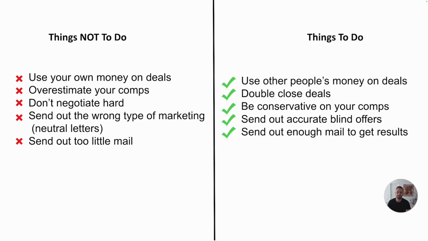And send out accurate blind offers. Learn how to properly comp areas and figure out what the land values are, and then send offers that are competitive, 50 to 55% of market value, right? And make sure you're doing this correctly. You don't want to mess that up, okay?